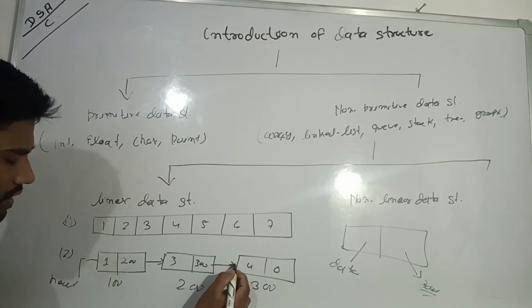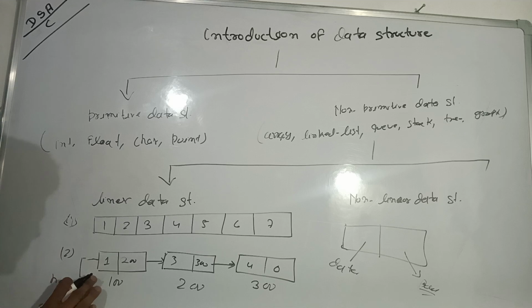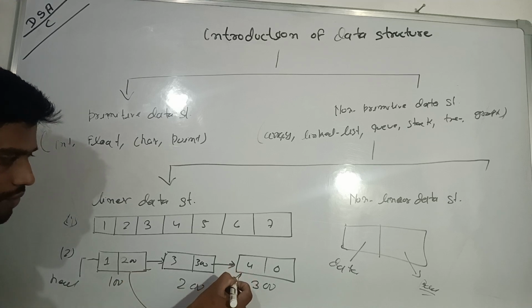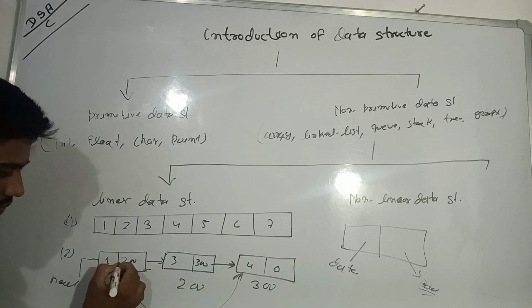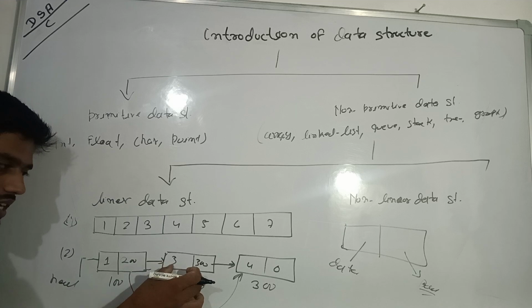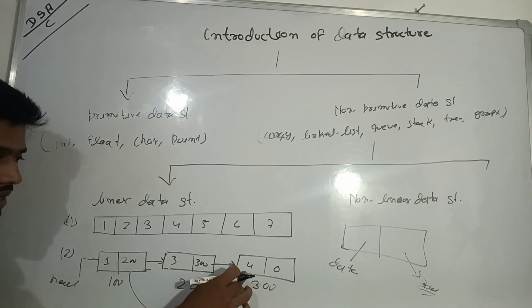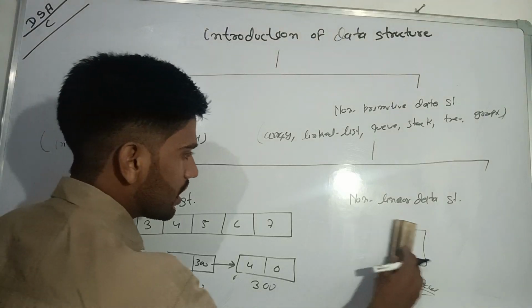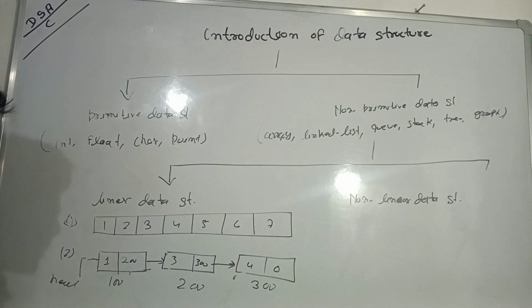It means the traversal in the linked list is sequential. We cannot jump from here. We travel from the first node, then the second node, then the third node. So the travel in the linked list is in sequential order. Then it is also an example of the linear data structure.